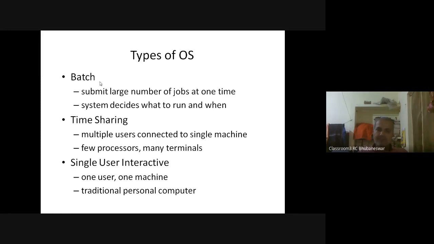What is a batch operating system? Similar jobs are grouped together and make a batch. That batch file is given to the operating system. Then the operating system executes one after another sequentially. The advantage is that the user need not sit in front of the terminal throughout the execution. So there are advantages, but there is also a disadvantage.